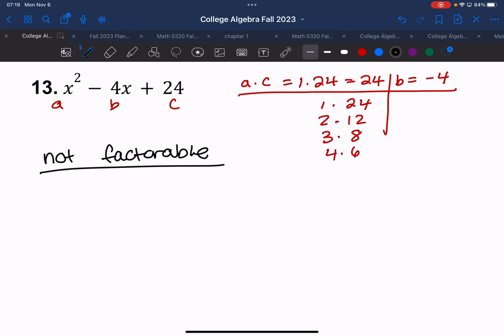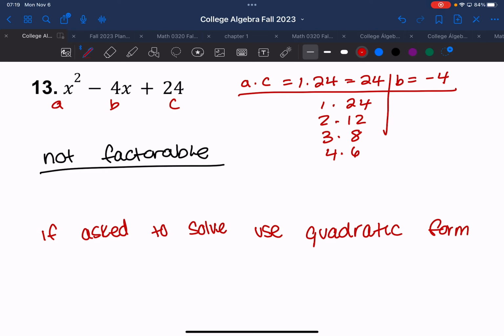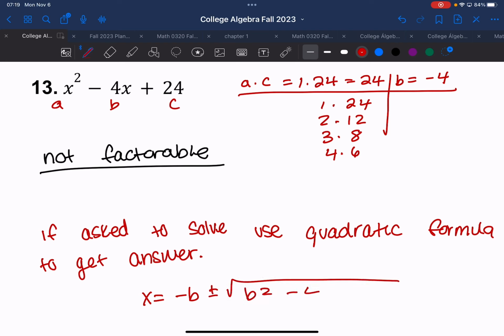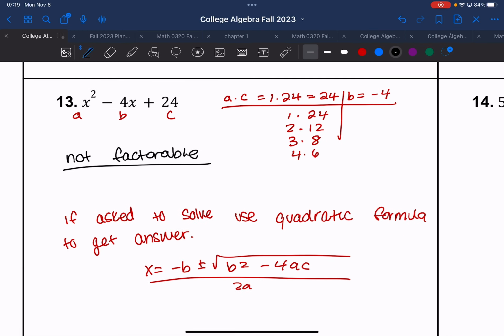Quadratic formula. So if asked to solve, use the quadratic formula to get the answer. Now remember, the quadratic formula is x is equal to negative b plus or minus the square root of b squared minus 4ac all over 2a. So for this question, the answer is not factorable. But if you're asked to solve, you use the quadratic formula.